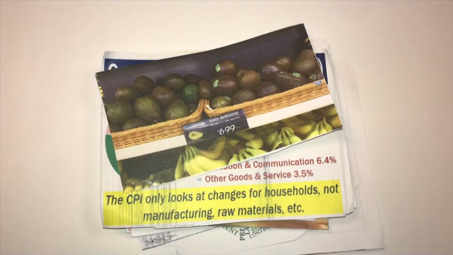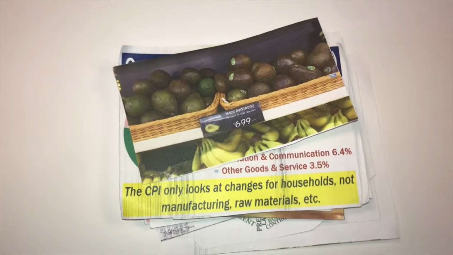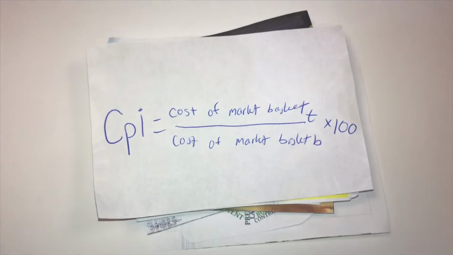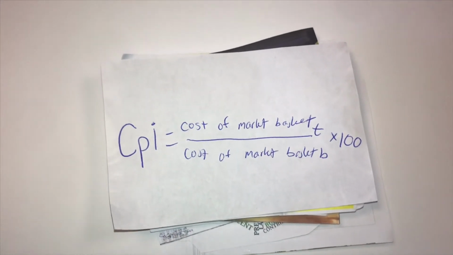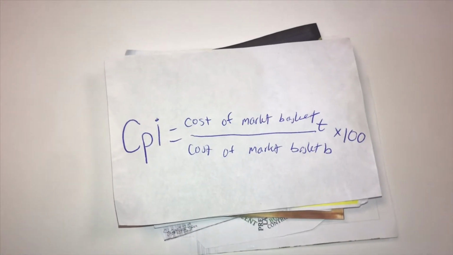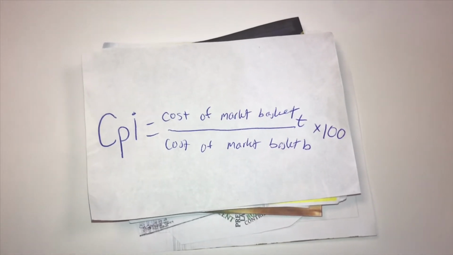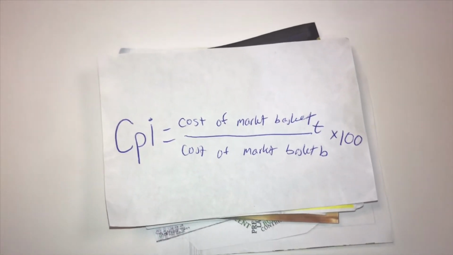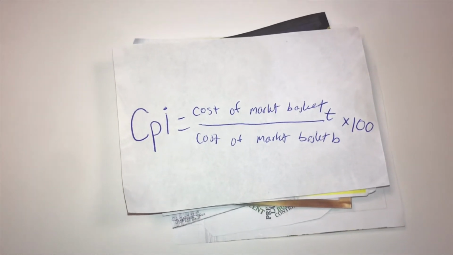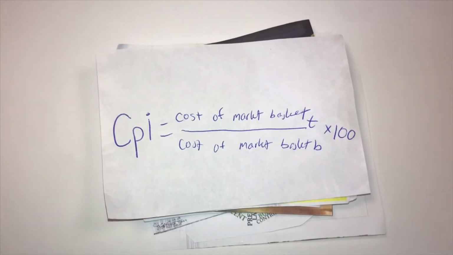To calculate CPI, you first have to add together a sampling of product prices from the previous year, then add together the current prices of the same products, and then divide the total of the current prices by the old prices, and then multiply the result by 100. Finally, to find the percent change, subtract 100.